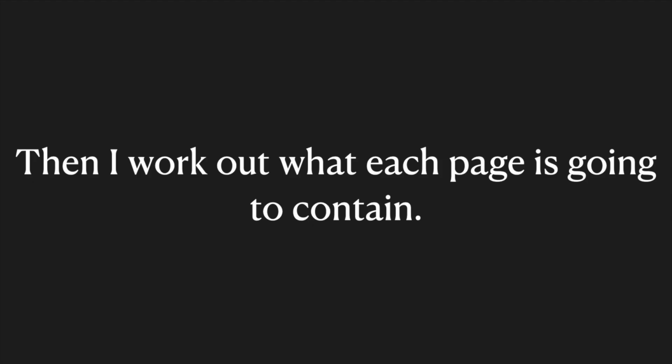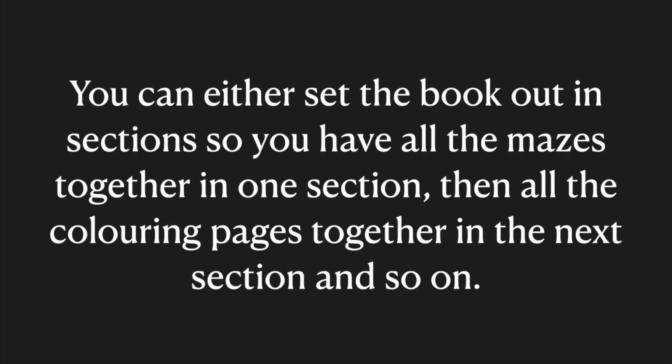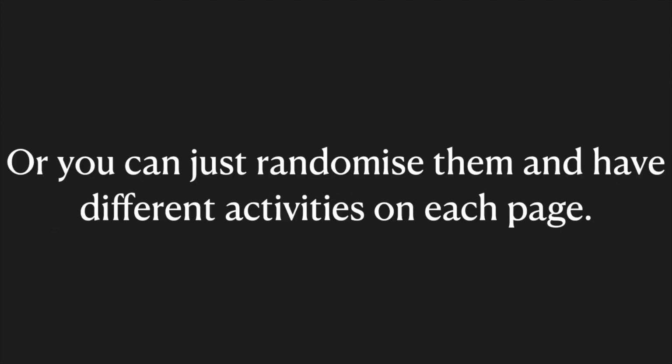So the next step that I would take is that I need to work out what each page is going to contain. You can either set the book out in sections, so you have all the mazes together in one section, then all the coloring pages together in the next section, and so on, or you can just randomize them and have different activities on different pages. So as the child is going through the book, there's something new and something different on each page.